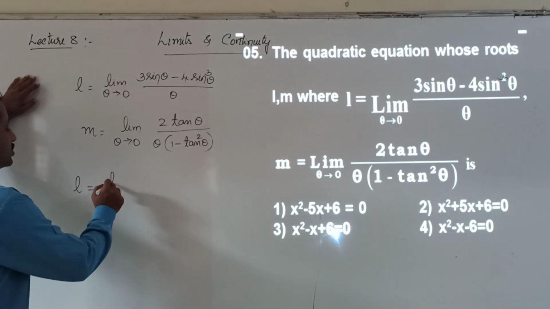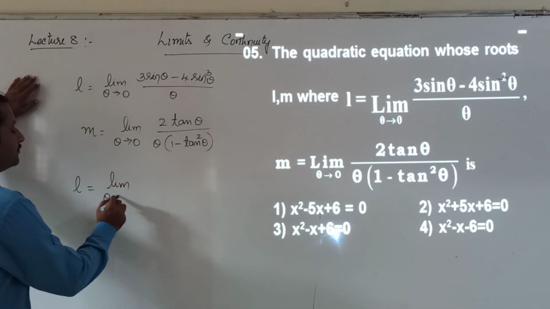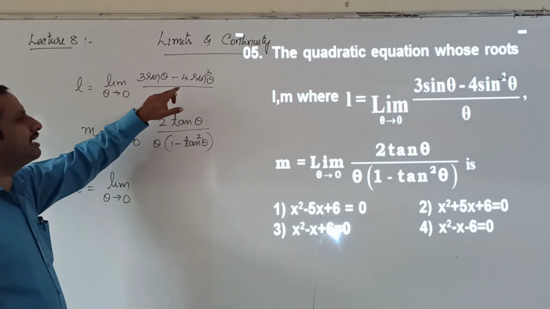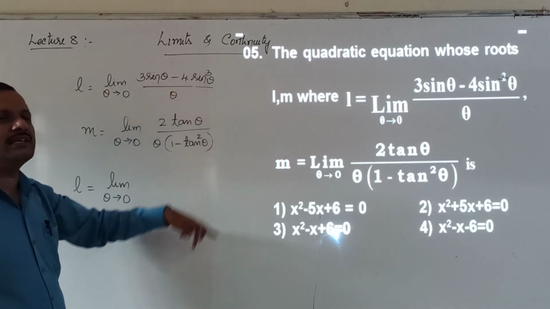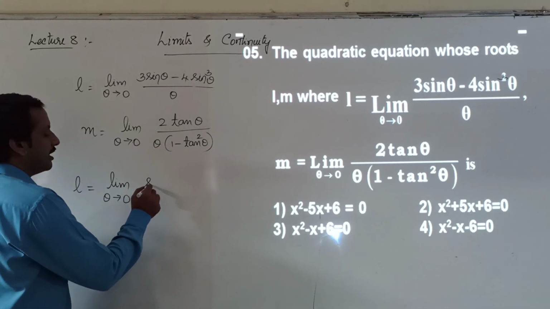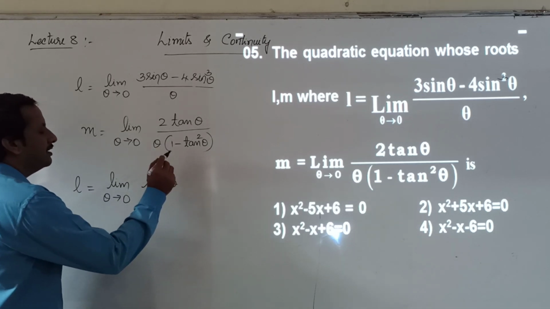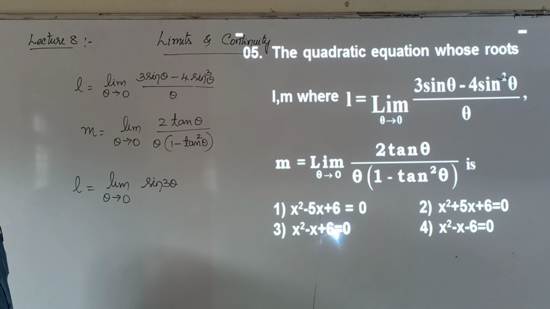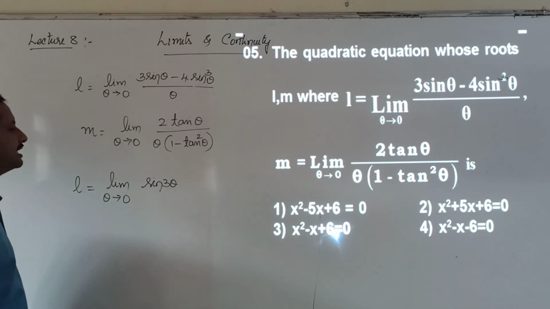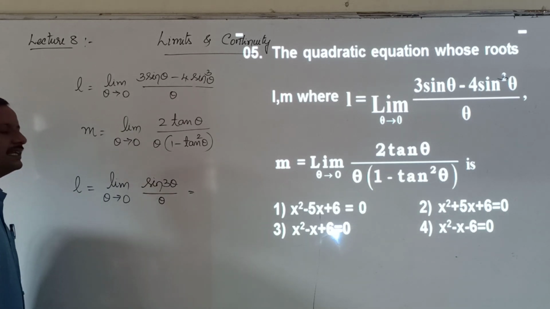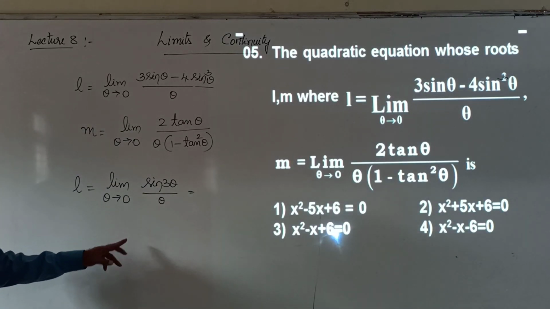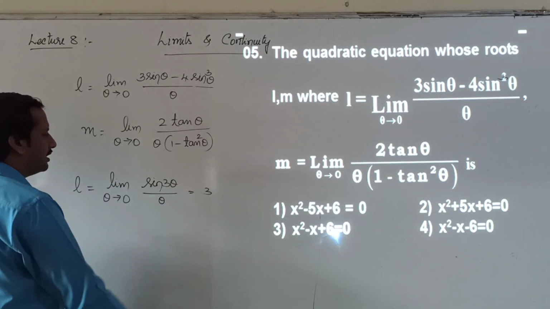Limit theta tends to 0, 3 sin theta minus 4 sin cube theta by theta. 3 sin theta minus 4 sin cube theta can be written as sin 3 theta. So it is sin 3 theta by theta. Sin 3 theta by theta as theta tends to 0 will be equal to 3.